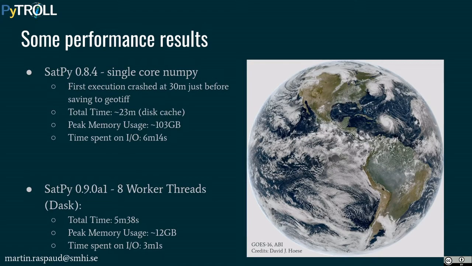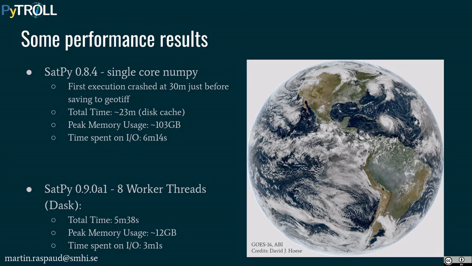This sounds all very nice, but let's look at some actual performance results. Before we made the shift to Dask, Satpy was using NumPy with single core processing. To generate an ABI true color image for a full disk, the first execution crashed at 30 minutes just before saving to GeoTIFF. Rerunning it, we were able to have it generate in 23 minutes using disk caching. The peak memory usage was about 103 gigabytes, and the time spent on I/O was 6 minutes and 14 seconds.